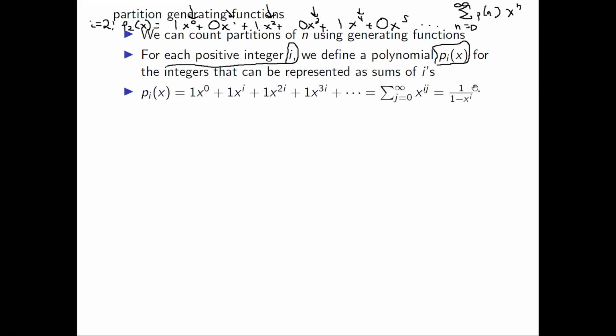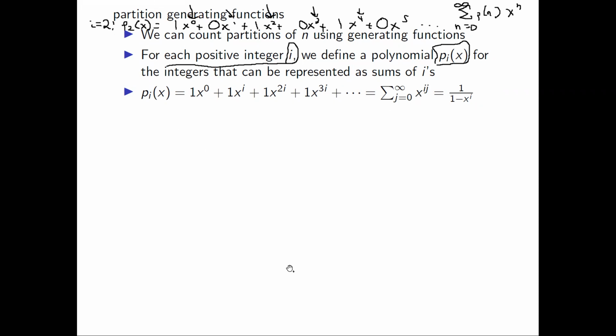And that means that pi of x is just 1 times x to the 0 plus 1 times x to the i plus 1 times x to the 2i, and so on. So it just has 1 in front of each power of x where the power is a multiple of i, and 0 in front of all the others. And we can write this sum in a simpler way as the sum from j equals 0 to infinity of x to the ij.